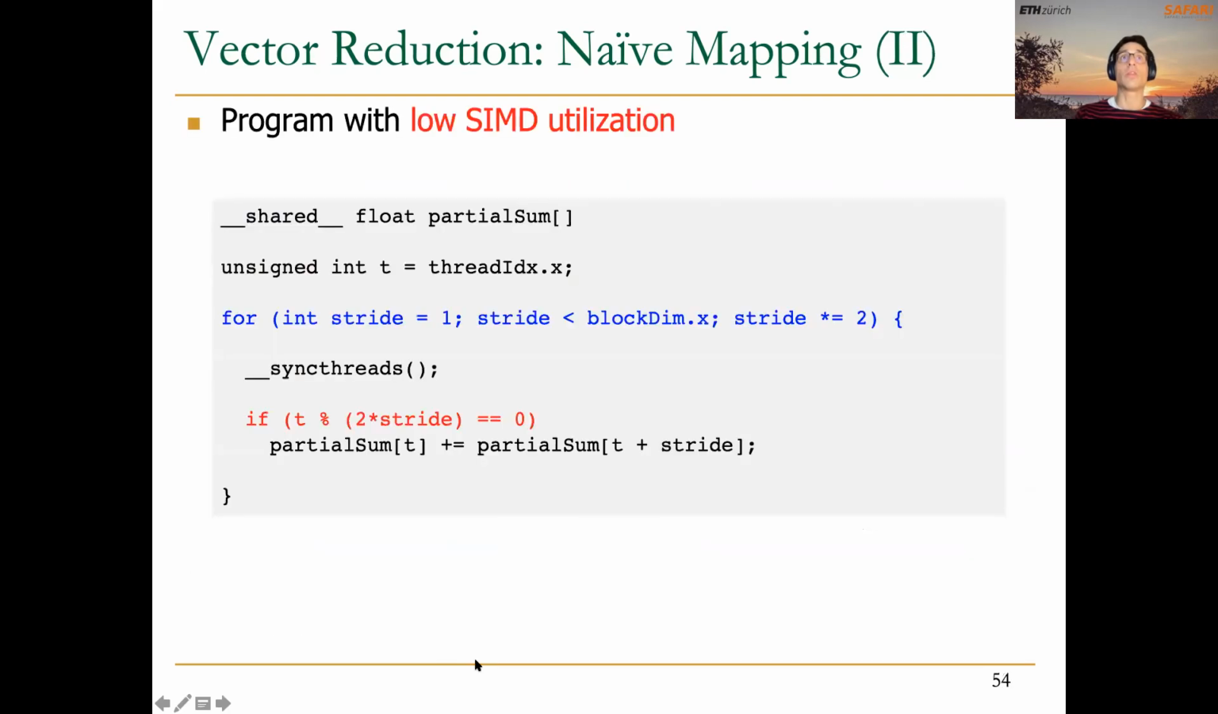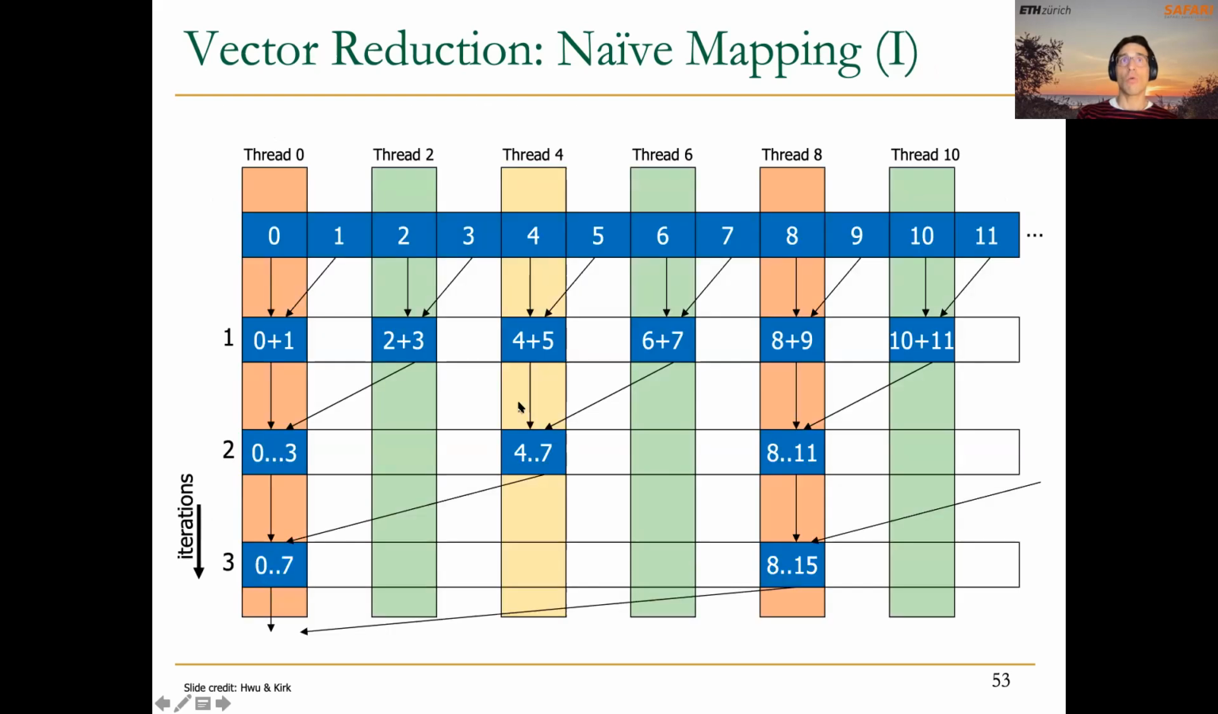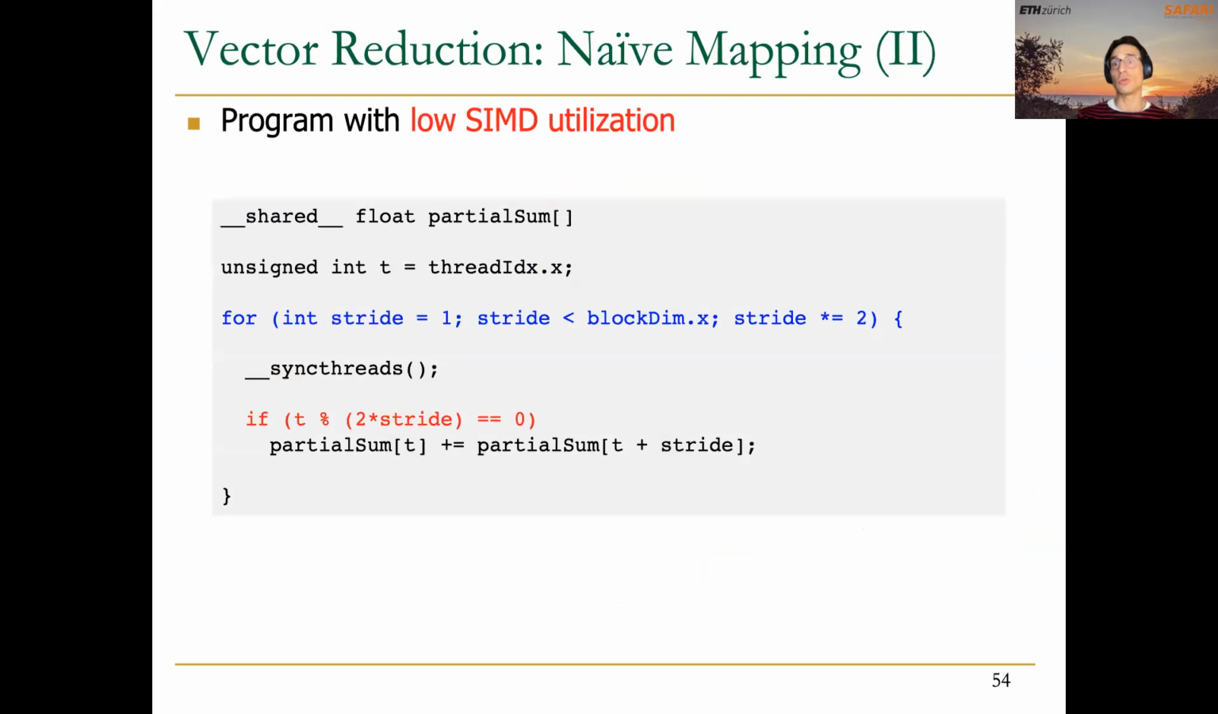The problem with this code is that it has a very low SIMD utilization. There is divergence. Why is that? Because observe how we are only using threads 0, 2, 4. However, we are not using threads 1, 3, 5, etc. These threads, odd number threads, also belong to the same warp, so we are not using them.